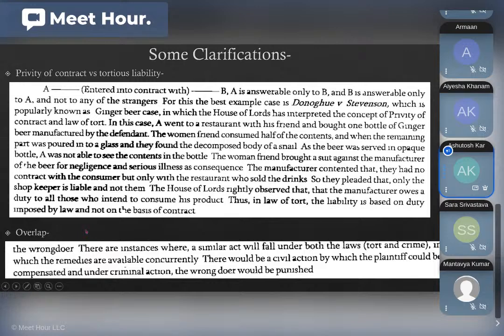All right. Now I'll talk about the overlap. I told you that there are some instances where a similar act will fall under both laws. Tort भी हो सकता है या crime भी हो सकता है, in which the remedies are available concurrently. इसका मतलब ये है कि अगर दोनों के under you are facing some kind of a action, तुम्हारे against कोई tort पे भी केस ला सकता है या फिर तुम्हारे against कोई crime पे भी केस ला सकता है. There are remedies available under both. There would be a civil action by the plaintiff, which means compensation तुम्हें देना पड़ सकता है, या फिर there can be also a criminal action, the wrongdoers would be punished.